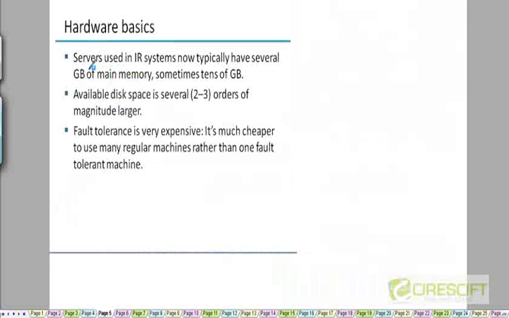Now, when we talk about IR systems, typically the machine that is actually running the IR system is going to have several gigabytes of main memory, maybe 3 or 4, maybe tens of gigabytes, but not much larger than that. And as I just mentioned, the amount of disk space available on the hard disk is going to be 2 to 3 orders of magnitude larger than the amount of main memory that the machine has.